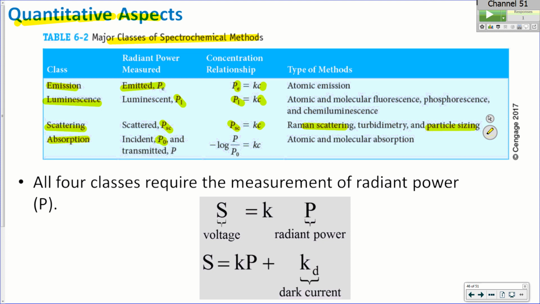With absorption, we look at the power of the incident light. So how much light goes through a sample that represents a blank versus how much light goes through a sample. We call the blank P naught, and we call the light that goes through the sample P. The negative log of the ratio of P divided by P naught is equal to absorbance. We'll define that on the next page, and that's what's proportional to concentration.